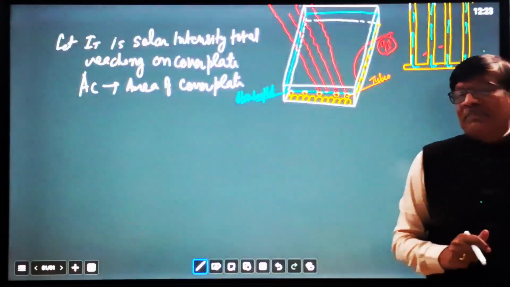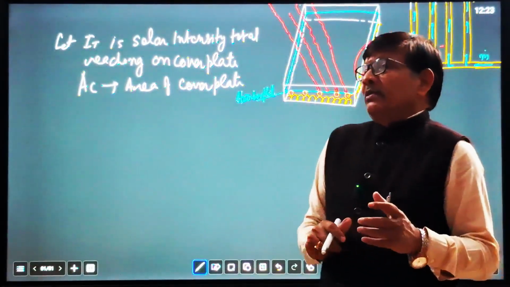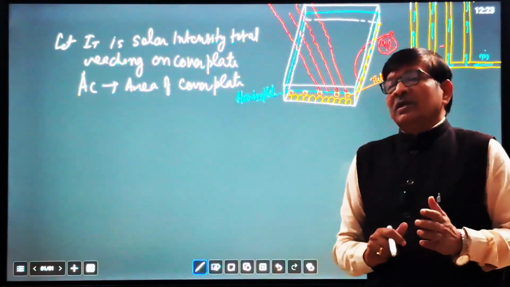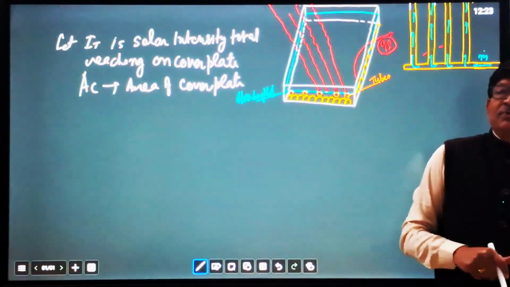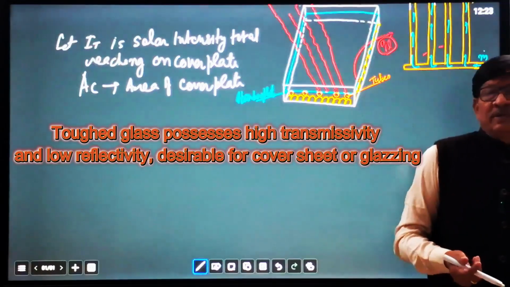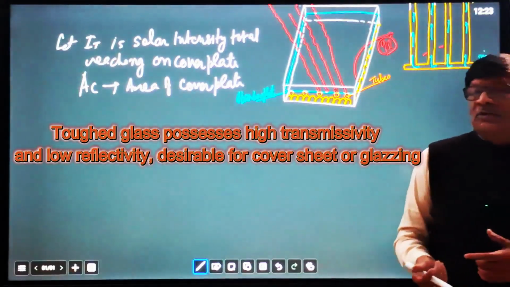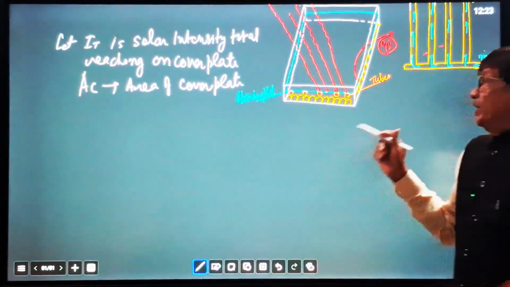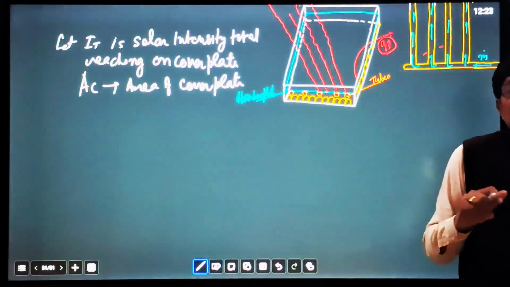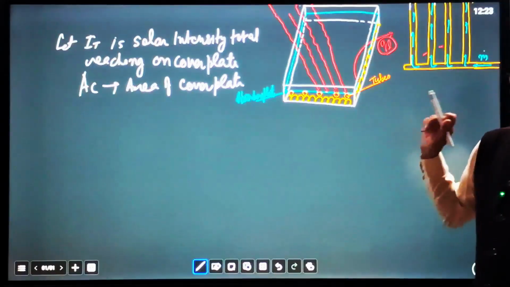It has particular characteristics: very high transmissivity and low reflectivity. Transmissivity is very high, around 80 to 90%, and reflectivity is very low, 10 to 15%. That is the quality of the toughened glass, and that is the requirement for the collector.